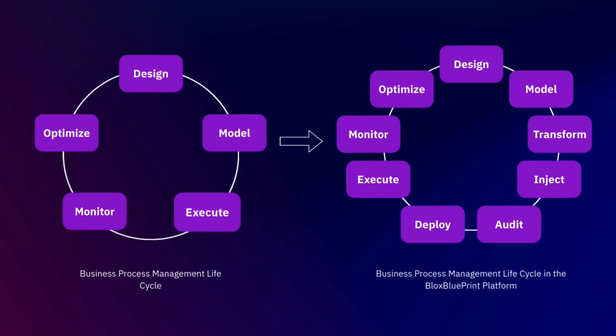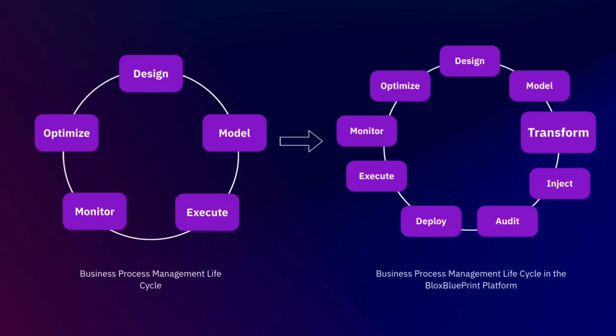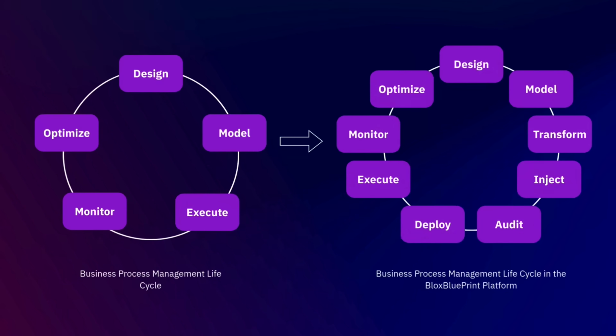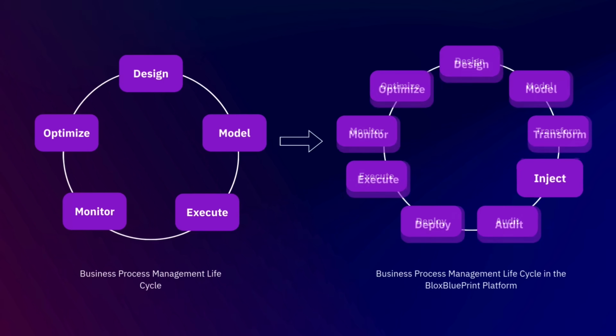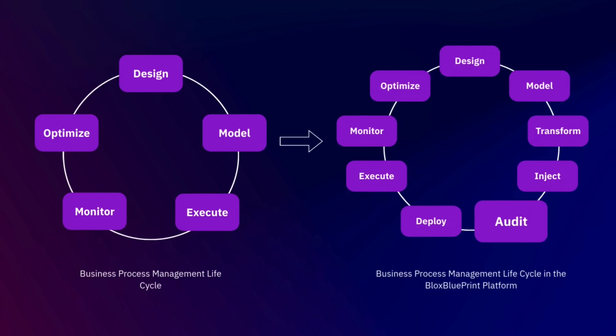Originally, the next step would be to execute the process, but in the block's Blueprint ecosystem, the next step should be to transform the process into smart contracts so that they are compatible with the blockchain. And if users want to maintain compliance to regulatory rules, they can do so through injecting the rules directly into the generated smart contracts.